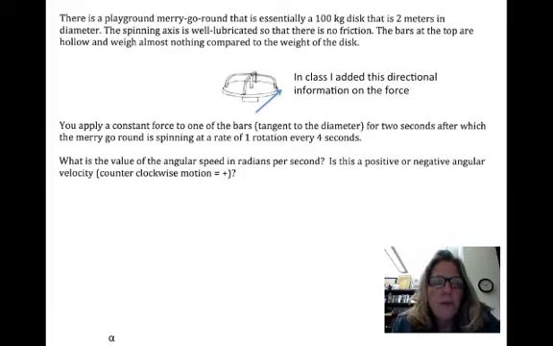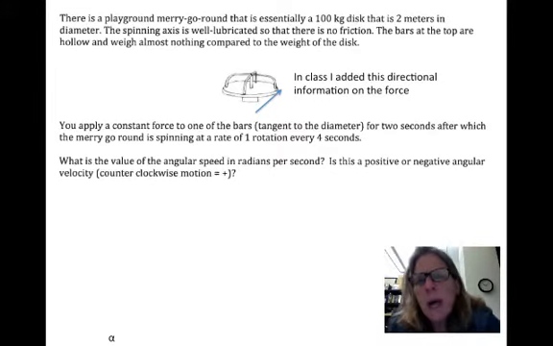You apply a constant force to one of the bars, tangent to the diameter, for 2 seconds. It doesn't actually tell you which direction that force is, so I drew this blue arrow on there; in class I added the directional information on the force. After 2 seconds, the merry-go-round is spinning at a rate of 1 rotation every 4 seconds. So it's at rest, and then you push it for 2 seconds, 1, 2, and you get it going at a constant rotation of 1 rotation every 4 seconds. So that's how that's working.